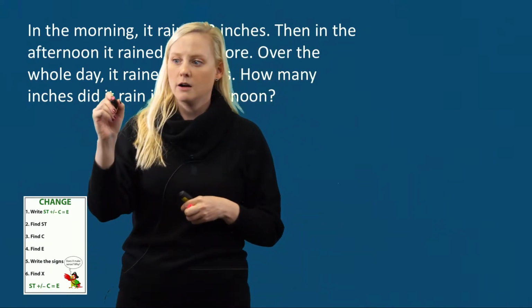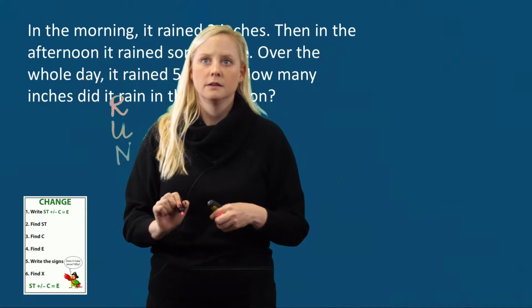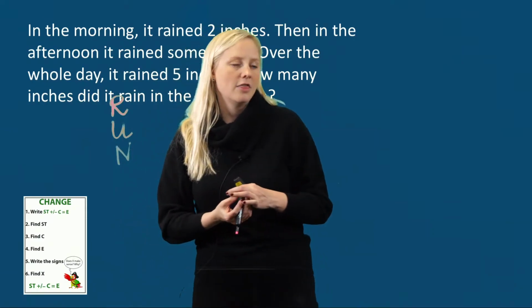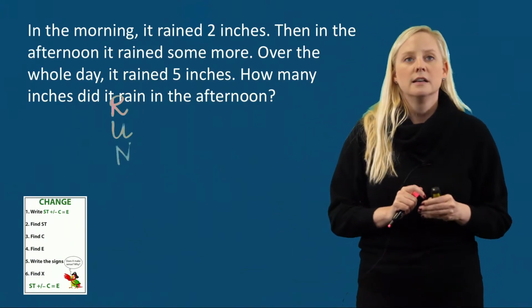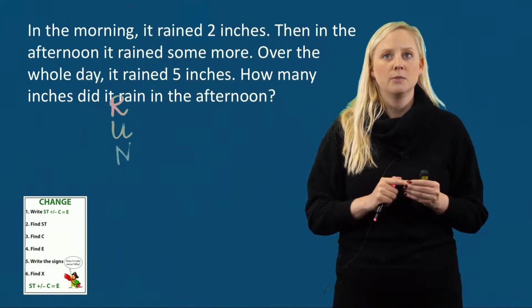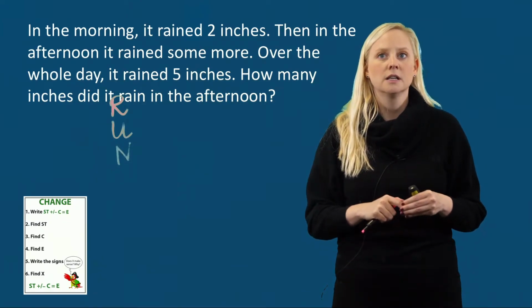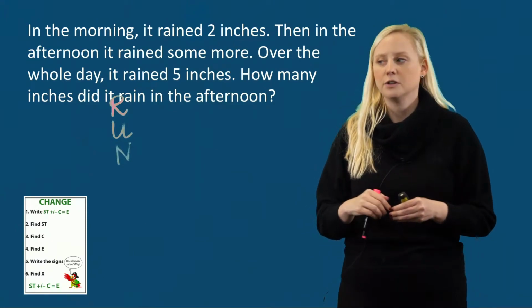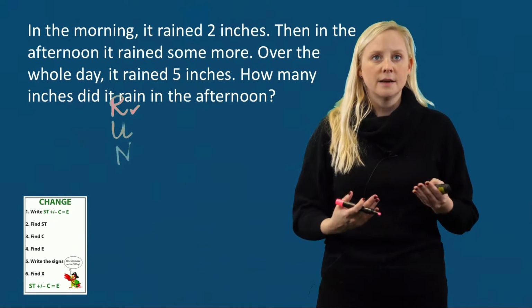So I'm going to write R, U, N. The R stands for read the problem. Let's read it together. In the morning, it rained 2 inches. Then in the afternoon, it rained some more. Over the whole day, it rained 5 inches. How many inches did it rain in the afternoon? I've read the problem. Next step is the U.